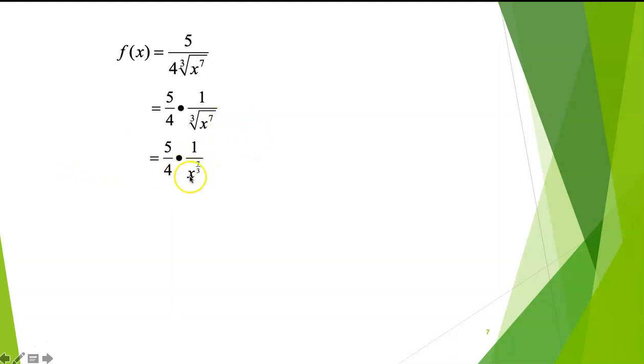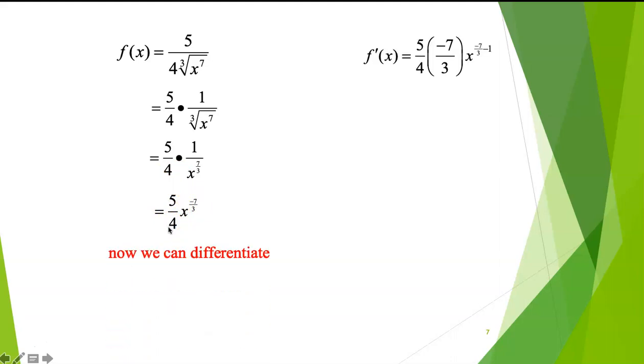Now the term that has the x in the denominator, we need to move it to the numerator. By moving it to the numerator, it becomes a negative power. Now my function is ready to be differentiated. Now I can differentiate: negative 7 over 3 times 5 over 4, and then take away 1 from the power. So now it's ready to be differentiated. You've differentiated, simplify, and then rewrite it back.